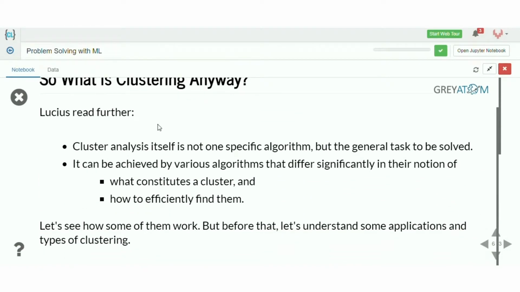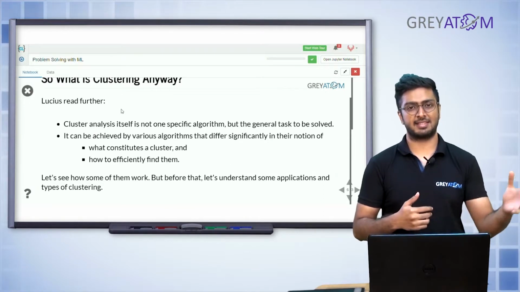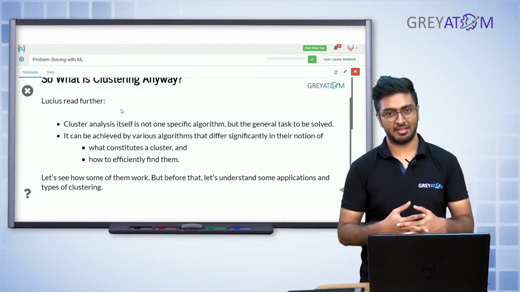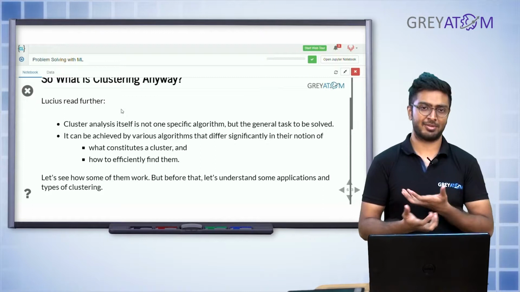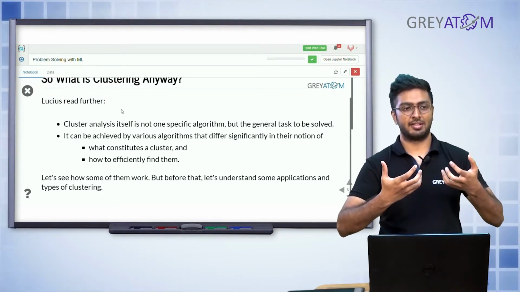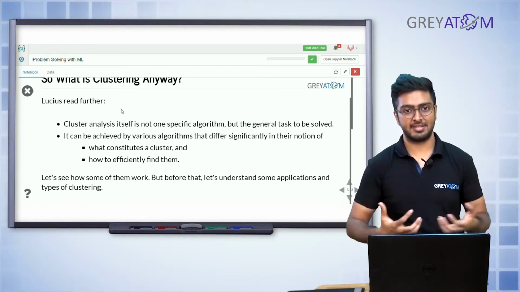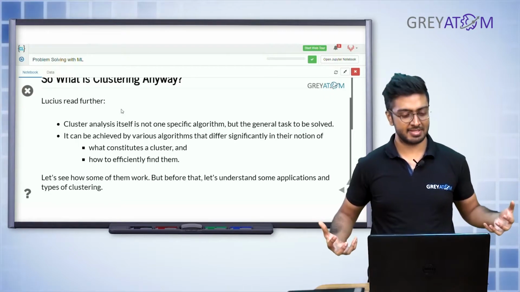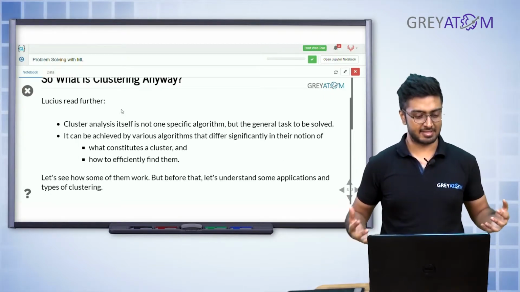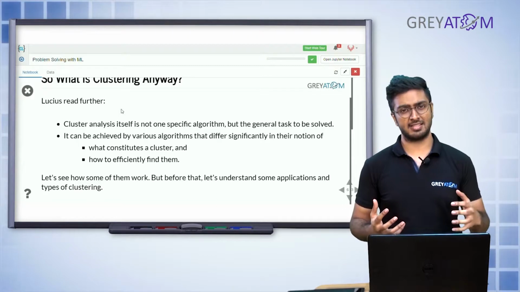So clustering analysis itself is obviously not one specific algorithm, but a general problem, right? Clustering is not like a decision tree. A decision tree was a particular algorithm where you were building out trees to separate out your positive and negative instances. That is not the case with clustering. Clustering is a concept.